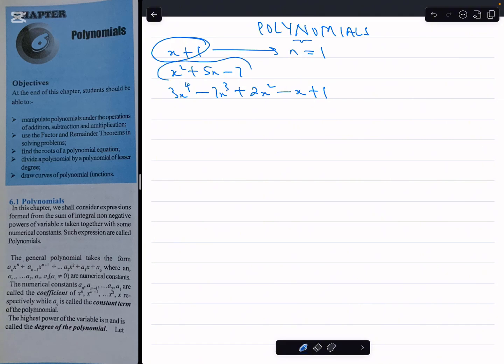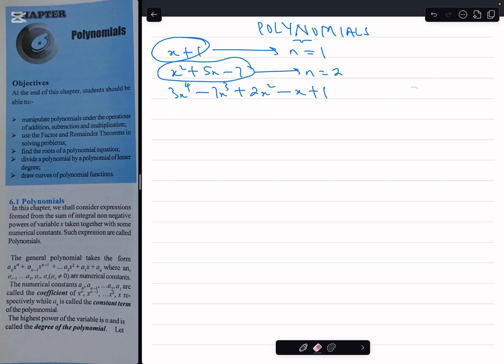Now this is a polynomial of degree 2 because the highest power of the variable, of the unknown, in it is 2. So it's a polynomial of degree 2, and here n is equal to 4. This is a polynomial of degree 4.